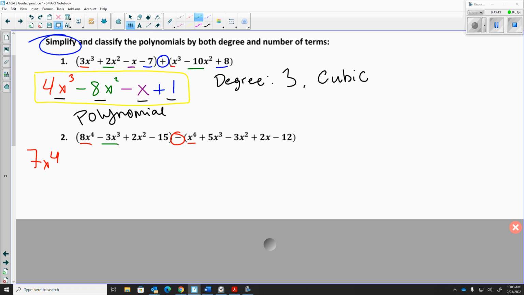Negative 3x cubed minus 5x cubed. No, I'm going to have to just do an override. It's okay. What's negative 3 minus 5?